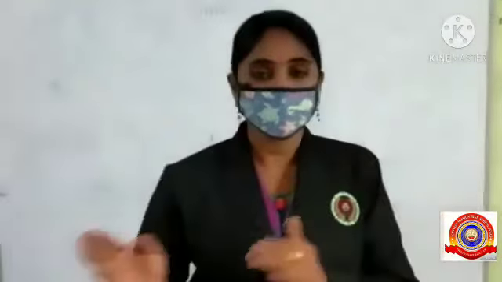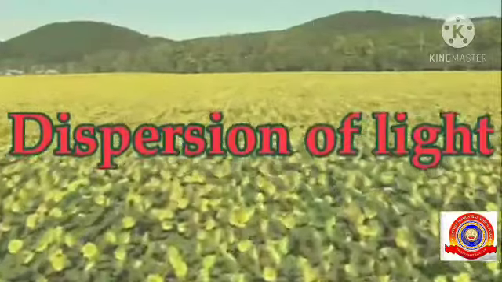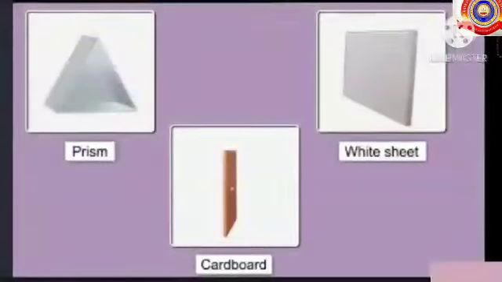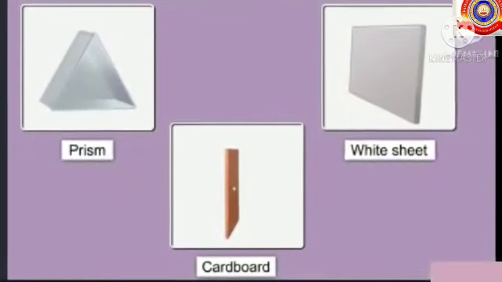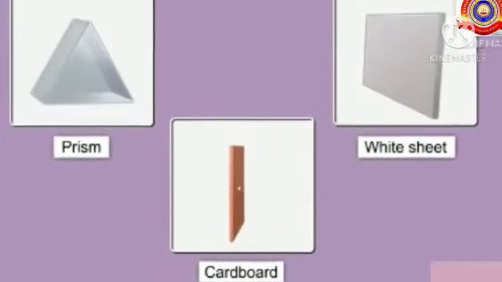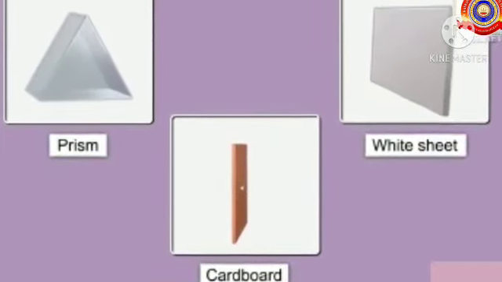So the first one, dispersion of light. So let's learn more about dispersion of light. We are going to study dispersion through a small experiment. For that we need a prism, a white sheet and a cardboard.